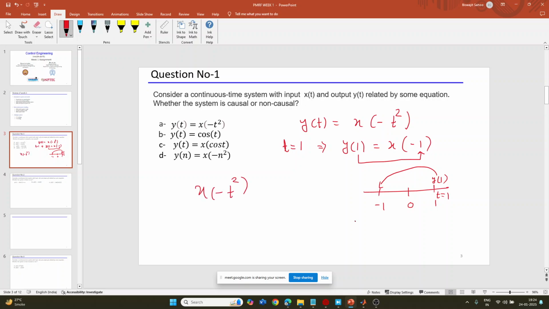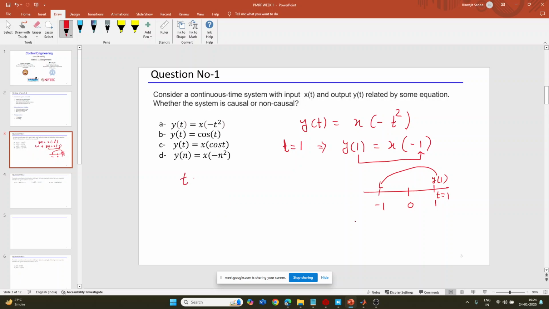Okay, in place of t you have to put 1, right? x of minus, in place of t you have to put 1 square, right? Okay. Now it is x of minus 1, right? Okay, sir. So now you have to take another instant.